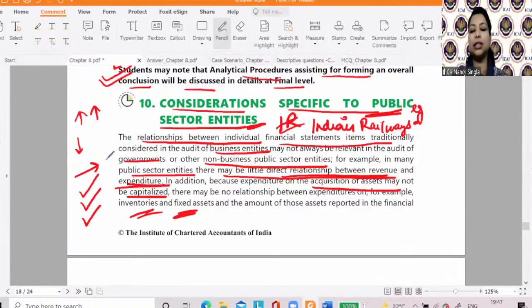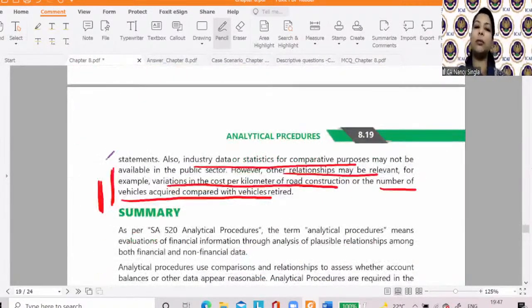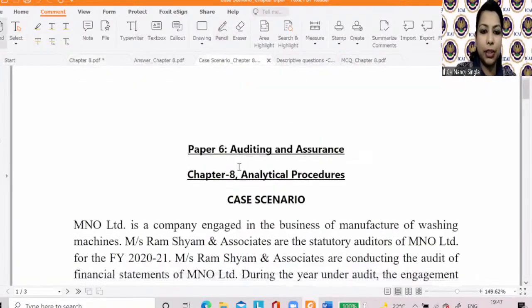So auditor क्या कर सकता है? Auditor can use what? Cost per kilometer of road construction या number of vehicles acquired compared to number of vehicles retired. ठीक है. So with this we have finished our chapter number 8.